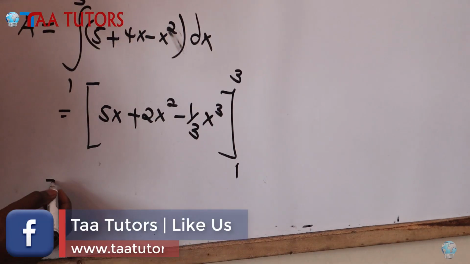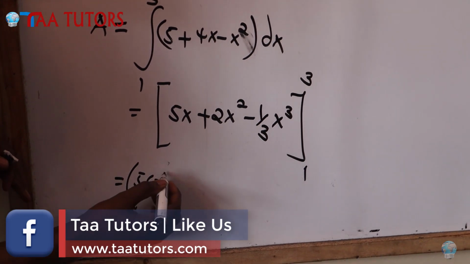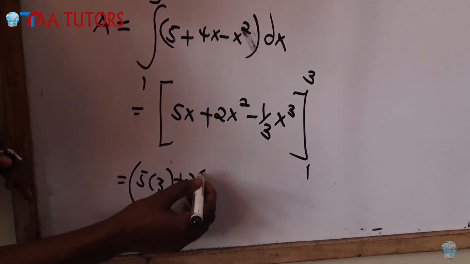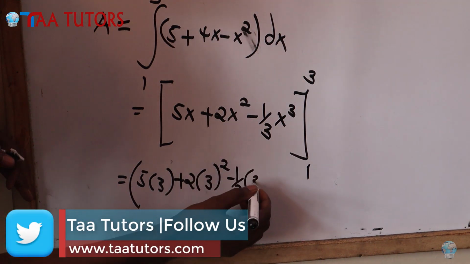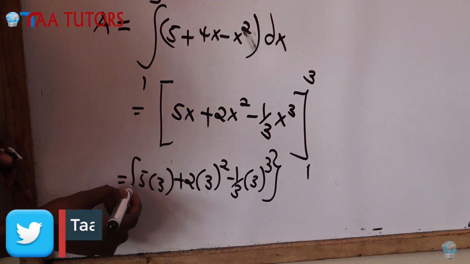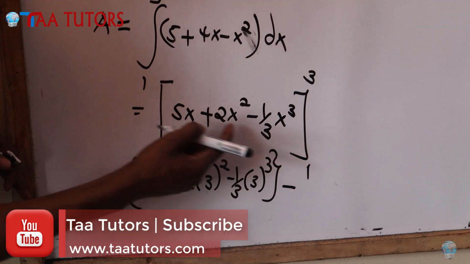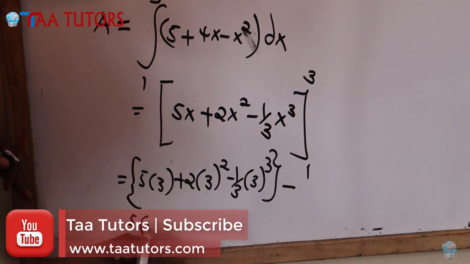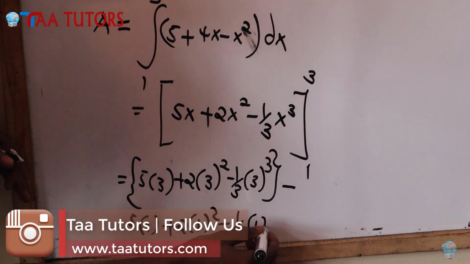So if I substitute this one, I'll get 5 into 3 plus 2 into 3 squared minus a third into 3 cubed. That one minus the other part, which will be when I substitute 1, so it will be 5 into 1 plus 2 into 1 squared minus a third into 1 cubed.